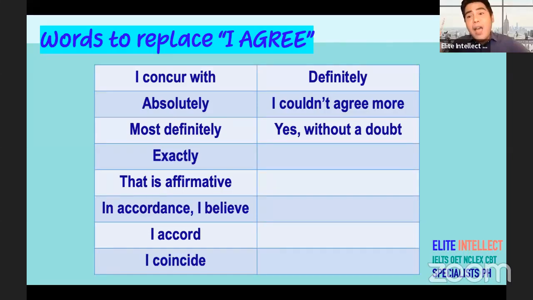I coincide. Definitely. I mean, you have to have like a pinch of intonation when you're trying to say them on speaking, right? Let's say, do you agree that children should learn how to read early? I couldn't agree more. Diba? I couldn't agree more. Parang commercial, diba? I couldn't agree more. In a way that, huwag naman ganun, parang sobrang flirty naman nung tone. I couldn't agree more. Yes, without a doubt.